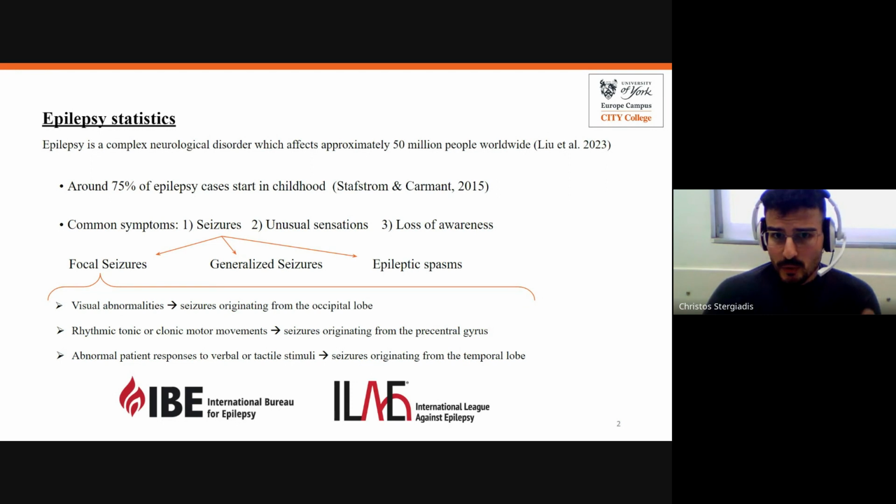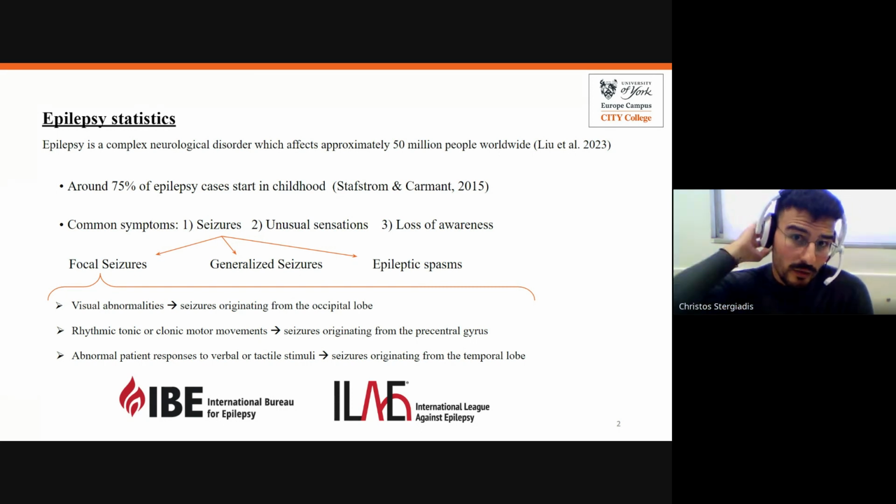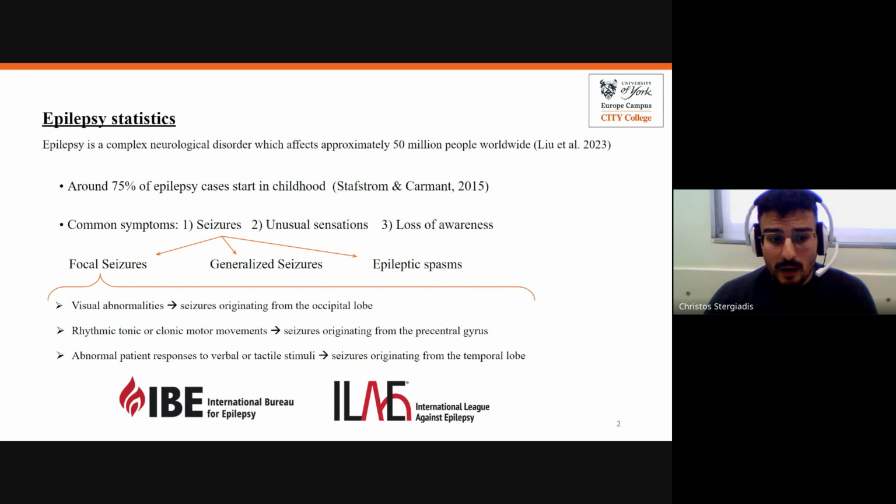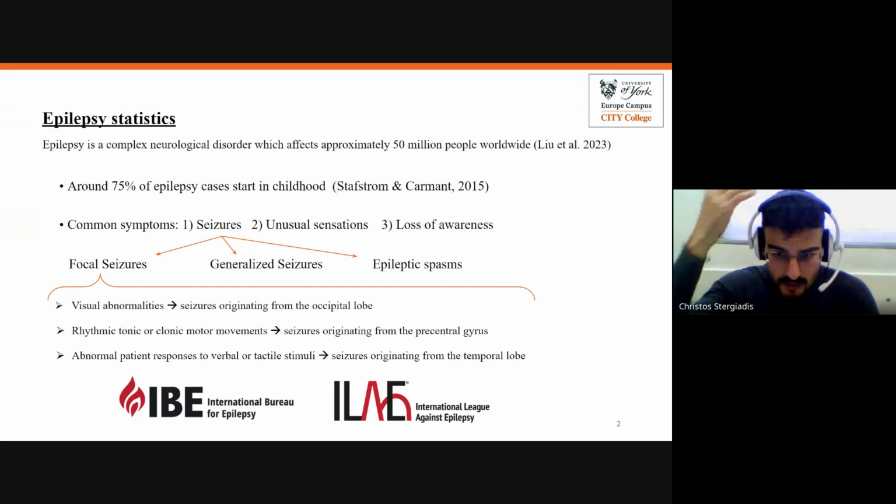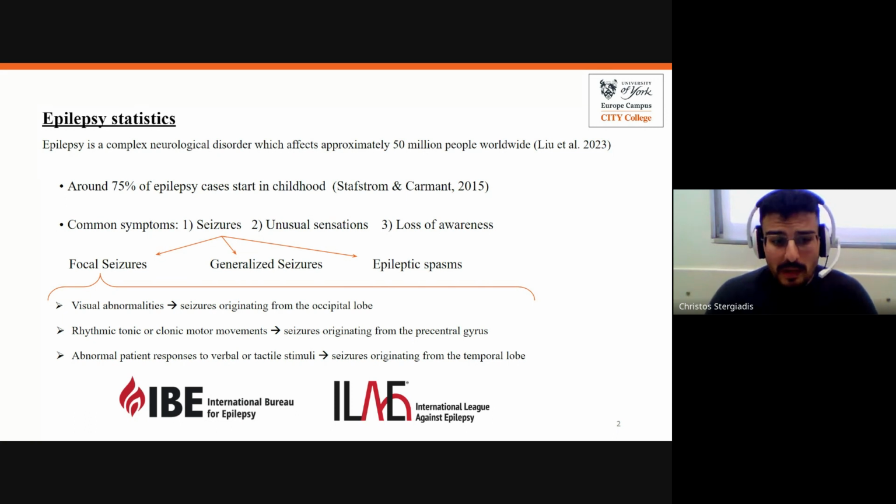But for focal seizures, which we are going to talk a little bit more about today, focal seizures can cause vision abnormalities. They can cause rhythmic, tonic, or clonic motor movements, or they can cause abnormal patient responses to verbal or tactile stimuli. This depends on the area of the brain that is affected. So, for example, if I have an epilepsy that originates from the occipital lobe, from the back of my head, where the visual cortex and the association cortices are, I could most probably have visual abnormalities. Or when we talk about the precentral gyrus and the primary motor cortex, probably I will have issues related to my motor movements.